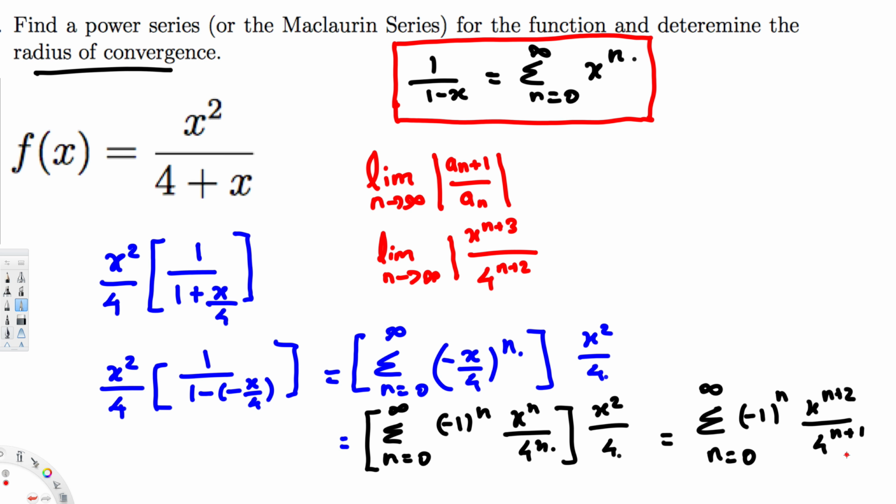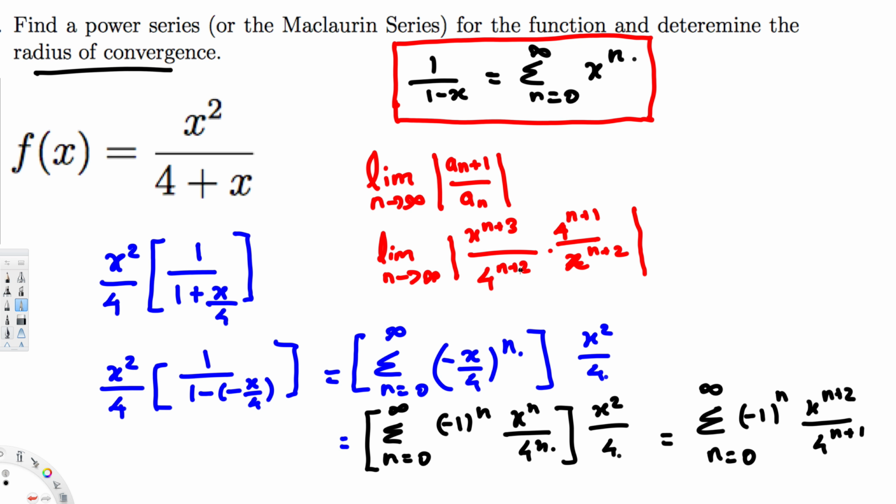It is the same as multiplying by the reciprocal of this one. So if I multiply by the reciprocal, this is going to be multiplied by 4 to the power n plus 1 over x to the power n plus 2, right? Now let's cancel everything we can cancel.